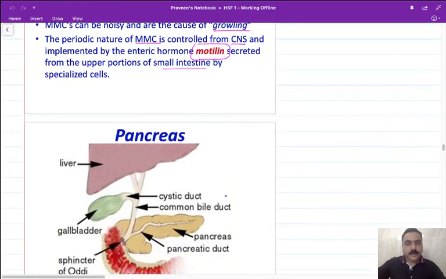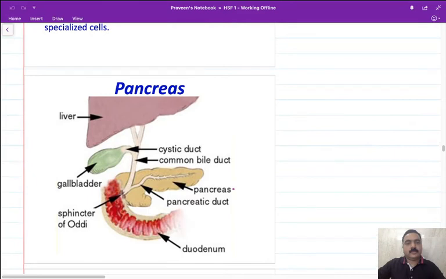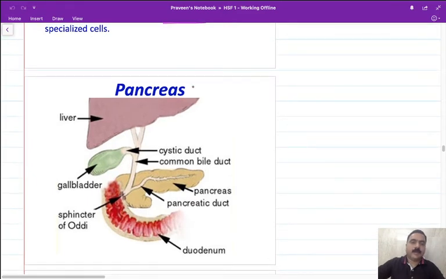The pancreas includes two parts: the endocrine part and the exocrine part. The endocrine part is otherwise referred to as what? The islets of Langerhans, which include the alpha cells, beta cells and delta cells. We have discussed the pancreas secreting insulin, glucagon, somatostatin, etc. So that is the endocrine part. But now what we are going to discuss is the exocrine part.